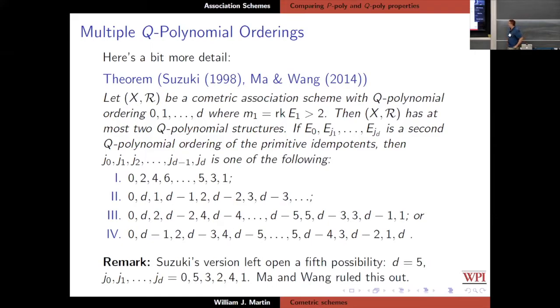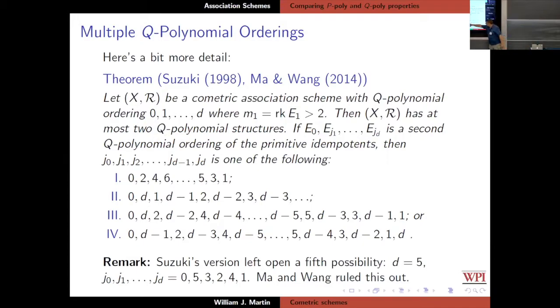So let me write down the theorem in a little more detail. It says if you have a cometric association scheme with 2 Q-polynomial orderings, and you assume that 0, 1, up to D is one of those Q-polynomial orderings, then the other one is one of the following. Either E2 is a Q-polynomial generator, and the ordering goes evens, evens, evens out to the end until it gets stuck and it comes back down on the odds. Or it goes out to D and then goes to 1 and then to D minus 1 and then to 2 and so on. And you'll see tomorrow why these are the only possibilities, okay?